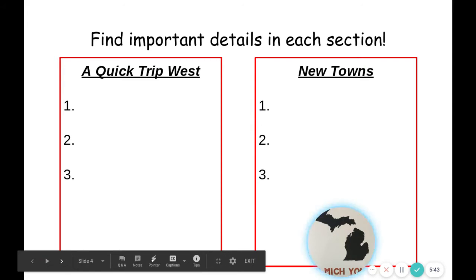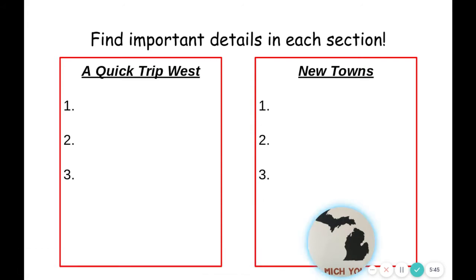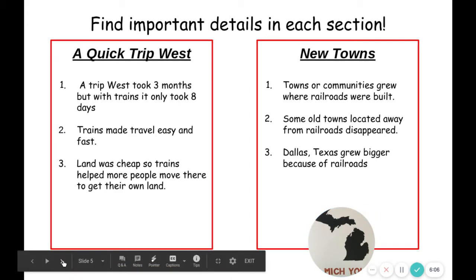So this would be a way that I would organize my thoughts. We're going to look at the first paragraph that talked about quick trips west on page 215, and then the second paragraph, some details from that about new towns. So I would organize these. This I would do in my head, but I would also write it down on paper and kind of take notes this way. So let's see what I came up with as an example.